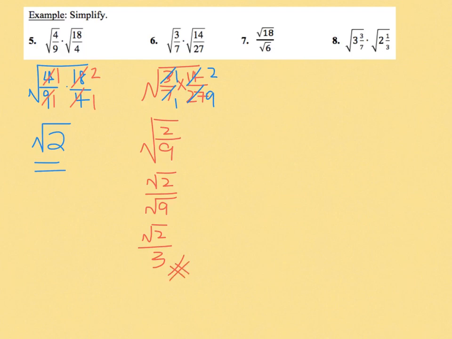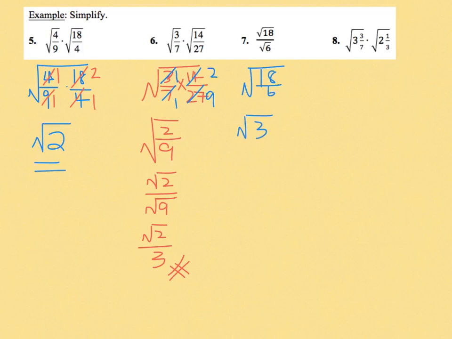In example 7, it is a quotient of two radicals, so we can apply the quotient property of square roots to help us. So square root of 18 divided by square root of 6 is equal to square root of 18 divided by 6, and that gives us square root of 3.